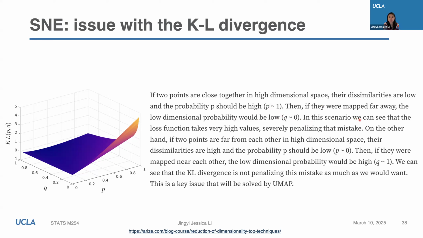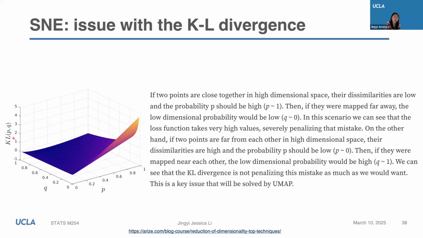In this scenario, we see that the loss function takes very high values because Q is very different from P, severely penalizing that mistake. On the other hand, if 2 points are far away from each other in high dimensional space, their dissimilarities are high and the probability should be low, P close to 0. Then if they were mapped near each other in the 2D, then the low dimensional probability will be high, close to 1. So we can see that the KL divergence is not penalizing this mistake as much as we would want. This is the key issue that will be solved by UMAP.